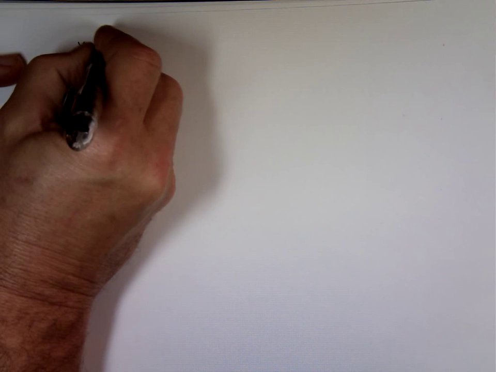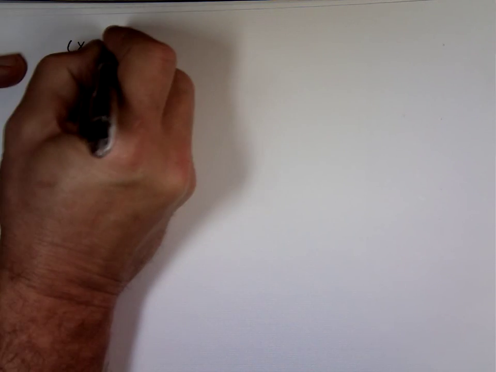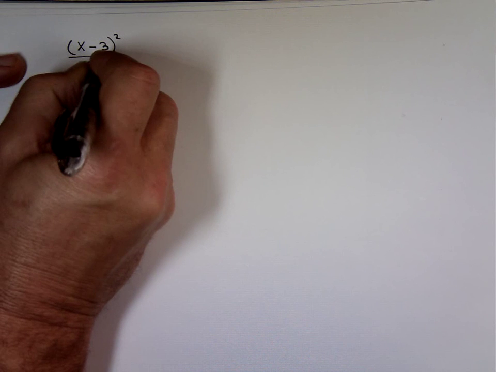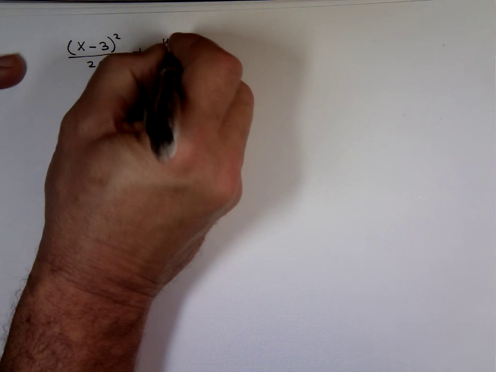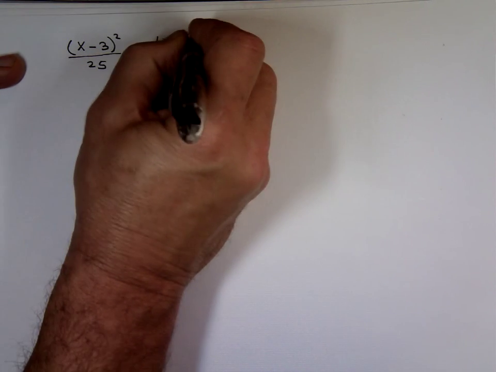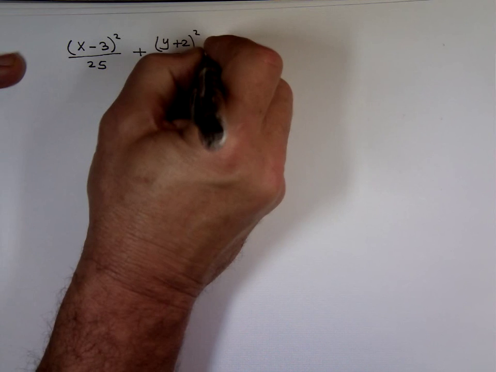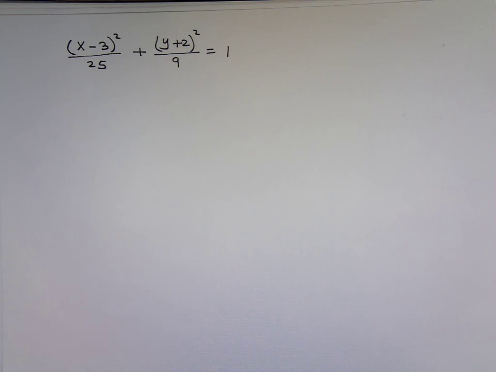Let's take this one. (x minus 3) squared divided by 25 plus (y plus 2) squared divided by 9 is equal to 1. Now notice you have equal to 1 at the end. Well, if it's equal to 1, it's one of two things: ellipse or hyperbola.